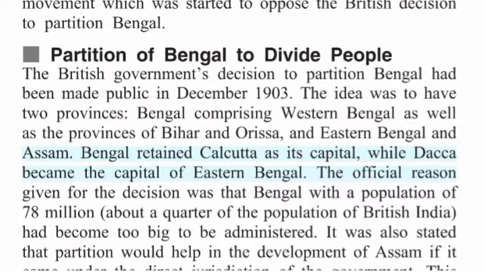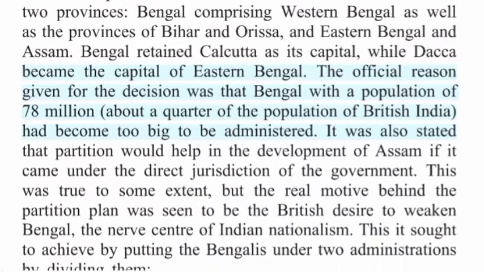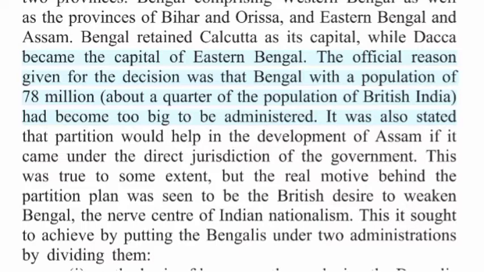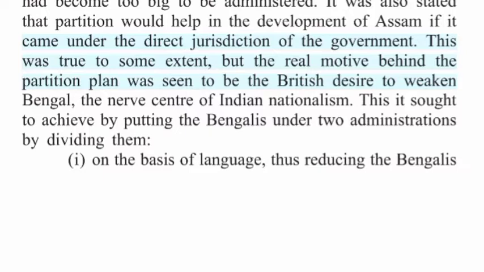The official reason given for the decision was that Bengal, with a population of 78 million, about a quarter of the population of British India, had become too big to be administered. It was also stated that partition would help in the development of Assam if it came under the direct jurisdiction of the government. This was true to some extent, but the real motive behind the partition plan was seen to be the British desire to weaken Bengal, the nerve center of Indian nationalism.